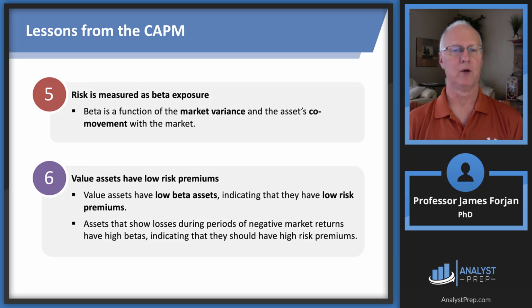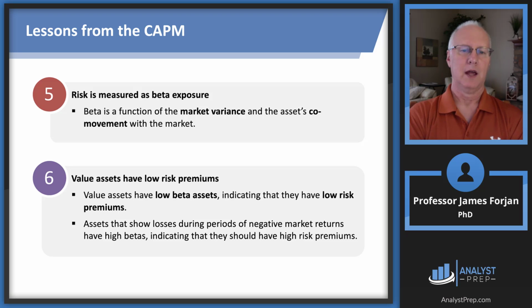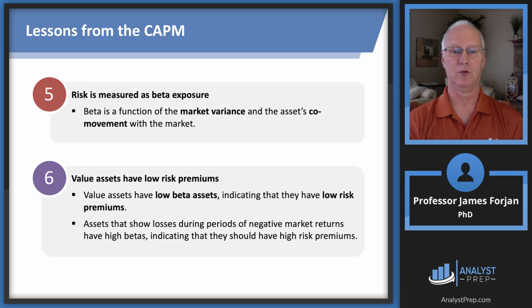All right, a couple of final ones here. I think I mentioned these. Beta is a function of the market variance and the asset's co-movement. So co-movement means covariance that we had back in that formula on a previous slide. So risk is measured as a beta exposure. That's systematic risk to the market portfolio. And then value assets have low risk premiums, right? Assets that show losses during periods of negative market returns have high betas, right? Indicating that they should have high risk premiums.